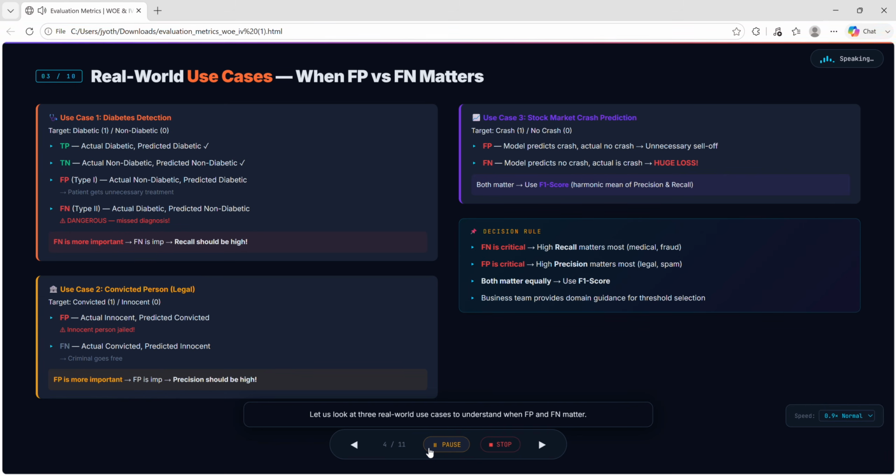Use case 3, stock market crash prediction. Both FP and FN have serious consequences. In this case, we use F1 score, which balances both precision and recall. The rule is simple: if FN is critical, maximize recall. If FP is critical, maximize precision. If both matter equally, use F1 score.